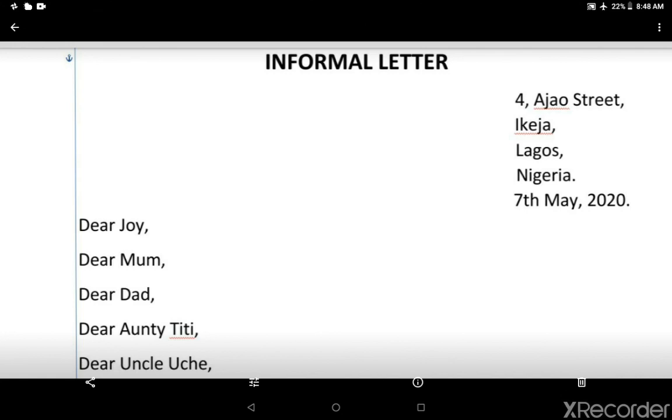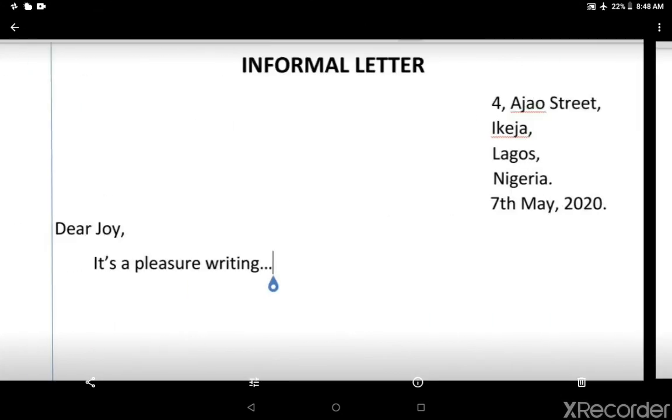You can refer to your uncle as Uncle Uche, and that's the name. Anytime you want to call him, Uncle Uche, Uncle Uche. So that's a proper noun. So where you consider the name to be a proper noun, you are allowed to write them in capital letter. So far, you've looked at salutation. Now, let's move on to the next one.